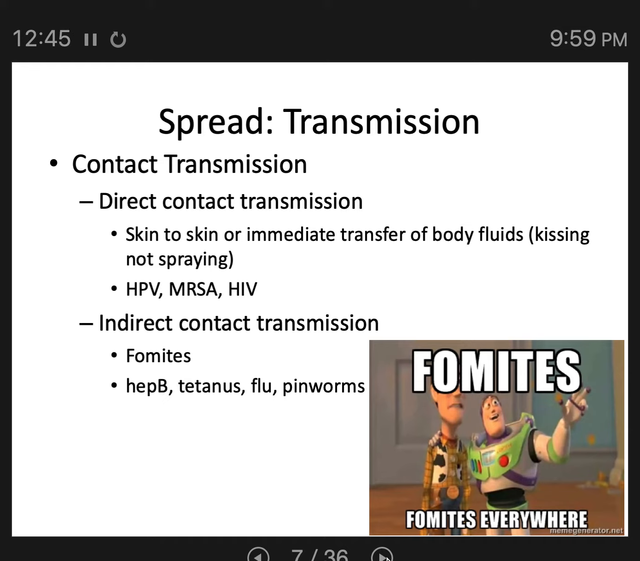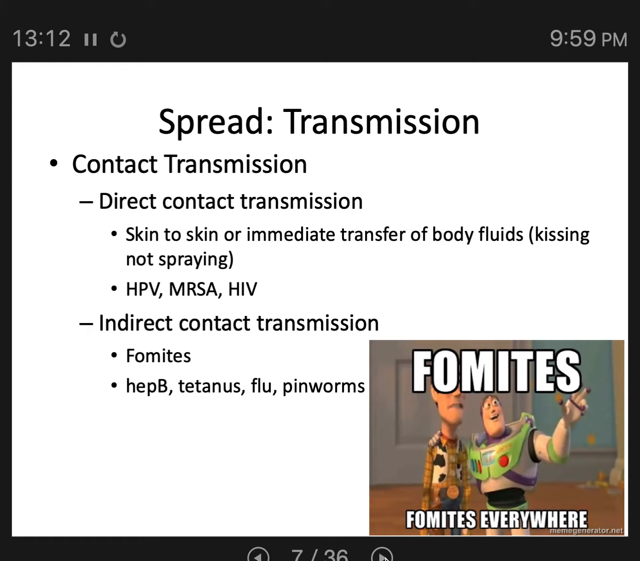Needles are actually considered to be fomites, which can be a little bit confusing, because blood-borne diseases can be transmitted through fomites through a needle. Some examples of diseases that are spread this way are hepatitis B, tetanus, the flu, pinworms. Those can all live for at least a period of time on an inanimate object and be transferred from one host to another through this object.